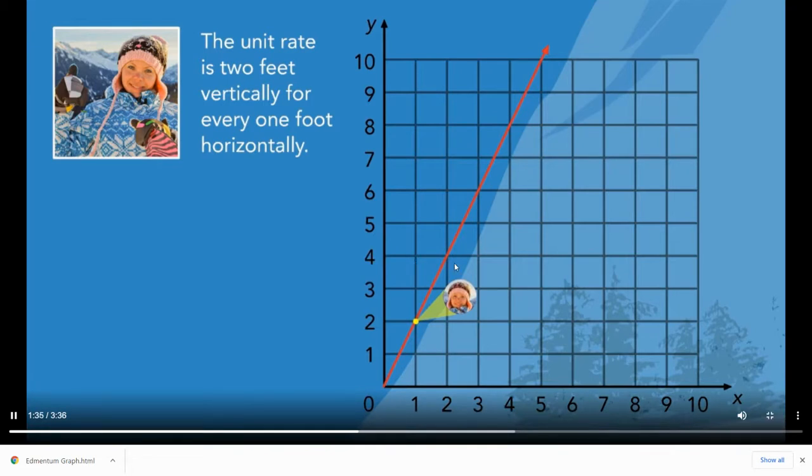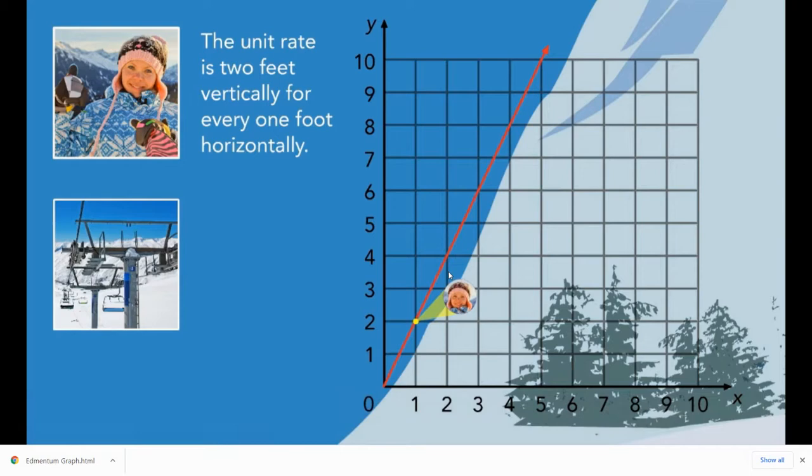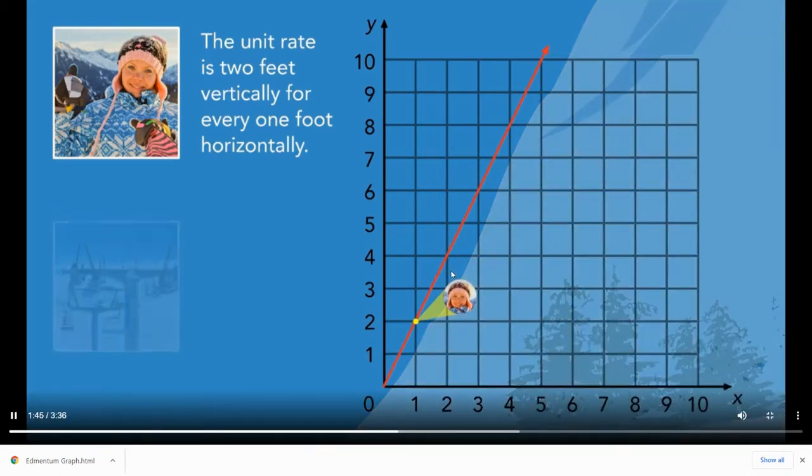Cool. Can I ride now? In a minute. I want to show how this slope relates to the lift you'll use to get up the mountain. Choose 2 random points on this graph. How about 2, 4, and 4, 8?